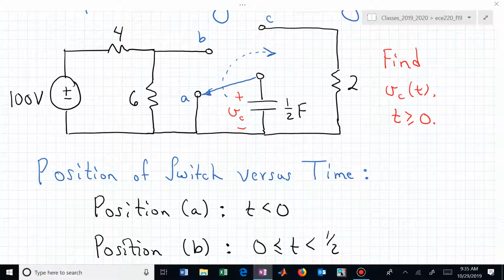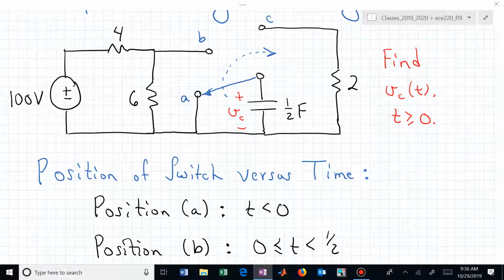And hopefully you can grasp that we have 3 different configurations of the circuit based on where that switch is located, A, B, or C. And we want to find what the voltage across that capacitor looks like from time 0 all the way up to infinity, in the actual case of infinity.